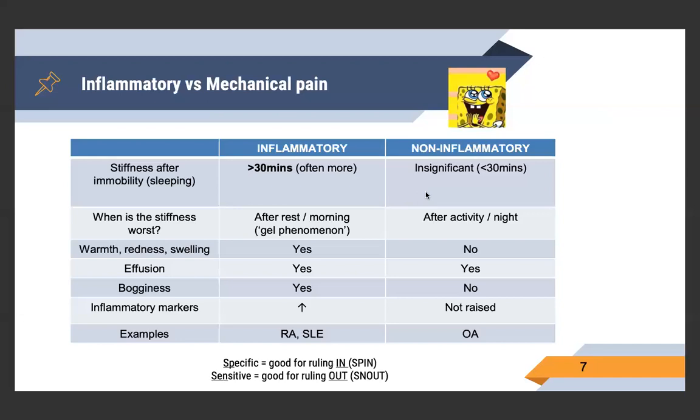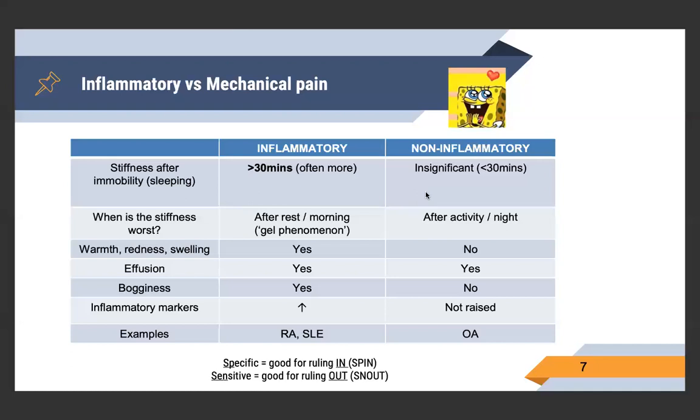The other thing is effusion and bogginess. So this is a couple of things which a lot of people get really confused about because they think it's the same thing and it's not. Effusion is a really non-specific kind of sign. It just shows you that there's more fluid in the synovial space. And this can be because of an inflammatory reason or a non-inflammatory reason. So it doesn't differentiate. It just tells us something in the joint's going wrong. Versus bogginess, which we only see in inflammatory. And the reason for that, we'll get back to that.